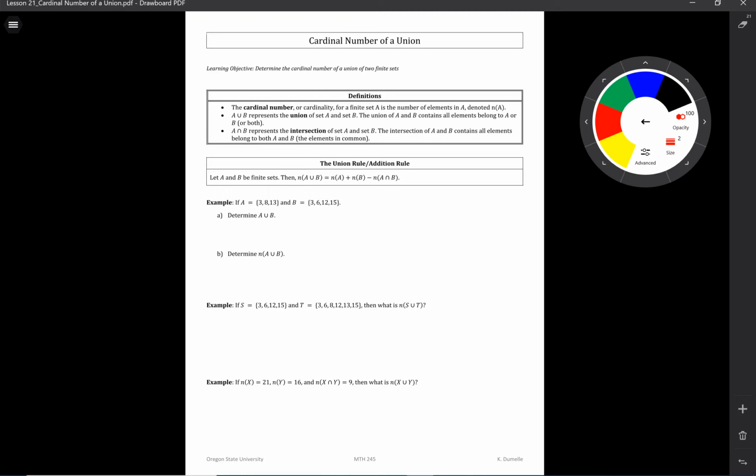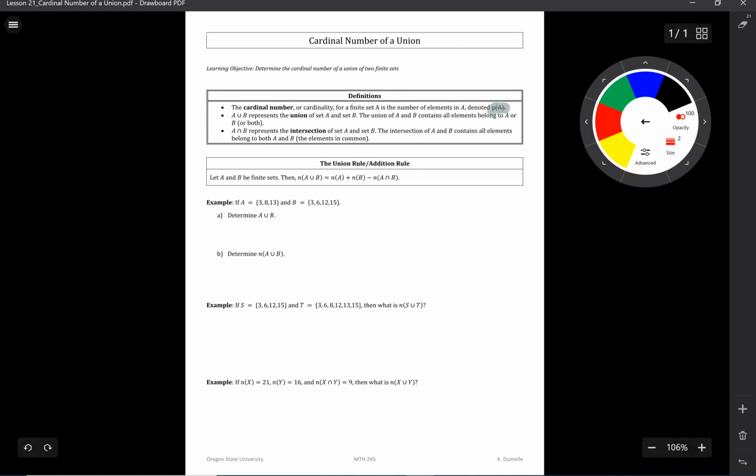Today we are going to talk more about sets. Last week we talked all about sets and different things that we can do with them, and we are continuing that this week as well. Here we're going to talk about the number of elements in a set. We have a couple definitions to start us off. The cardinal number, or the cardinality, for a finite set A is the number of elements in A, and we denote this n(A).